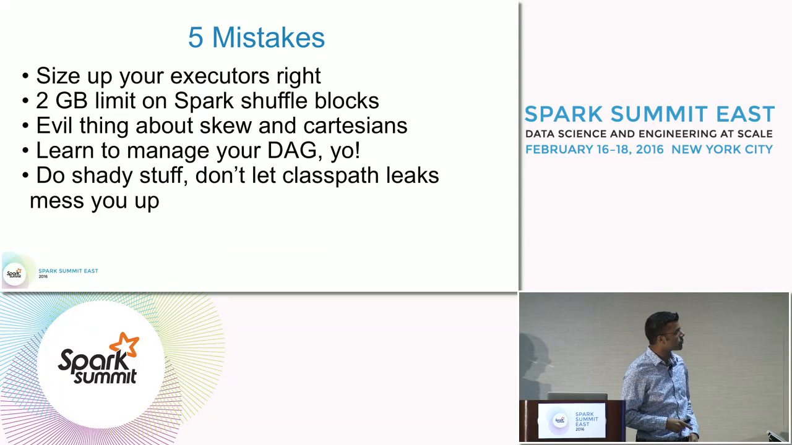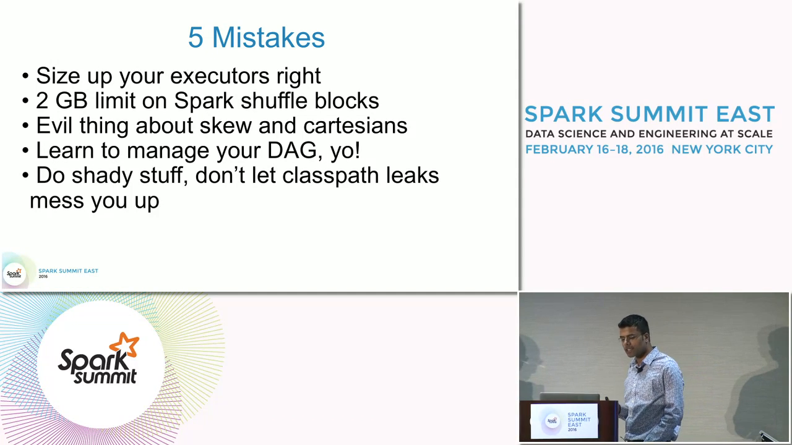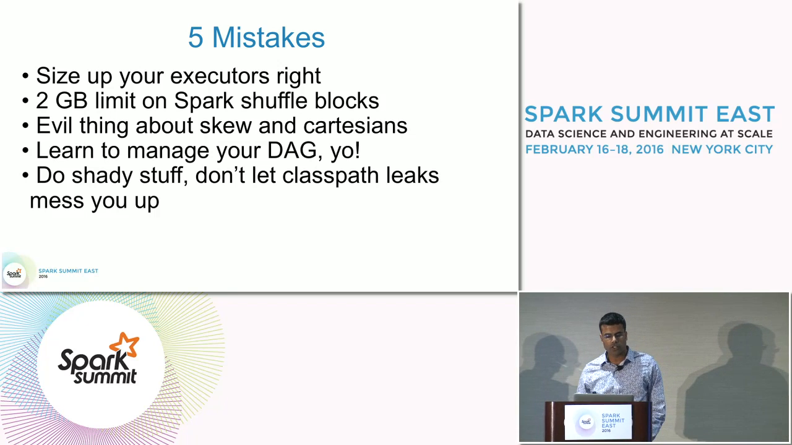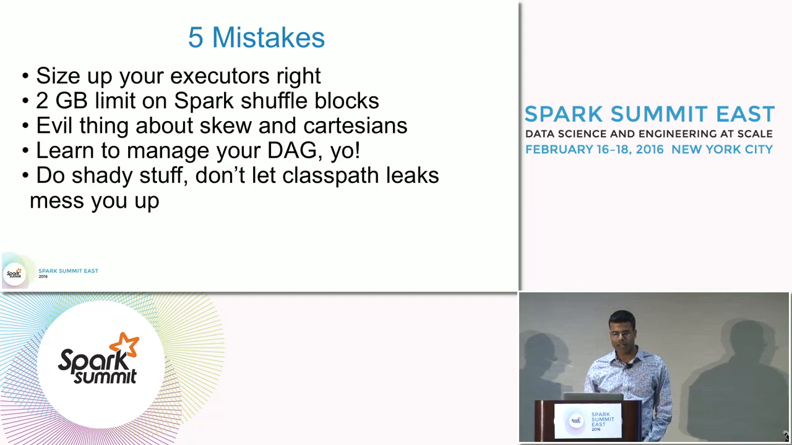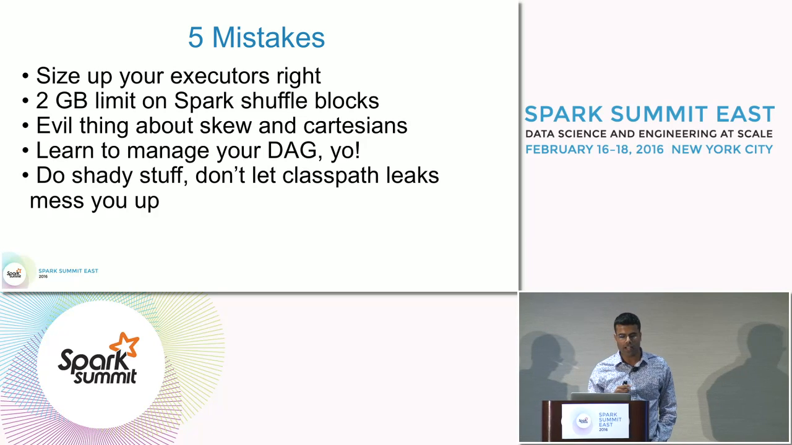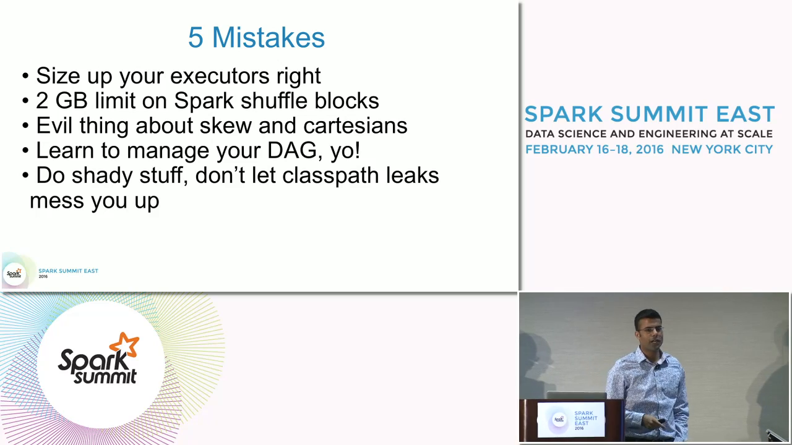Number 1, size up your executors right. Number 2, 2 gig limit on your Spark shuffle blocks. Number 3, skew and Cartesians are evil, avoid those. Number 4, learn to manage your DAG, yo. Number 5, do shady stuff. Maven Shade. Don't let classpath leaks mess you up.